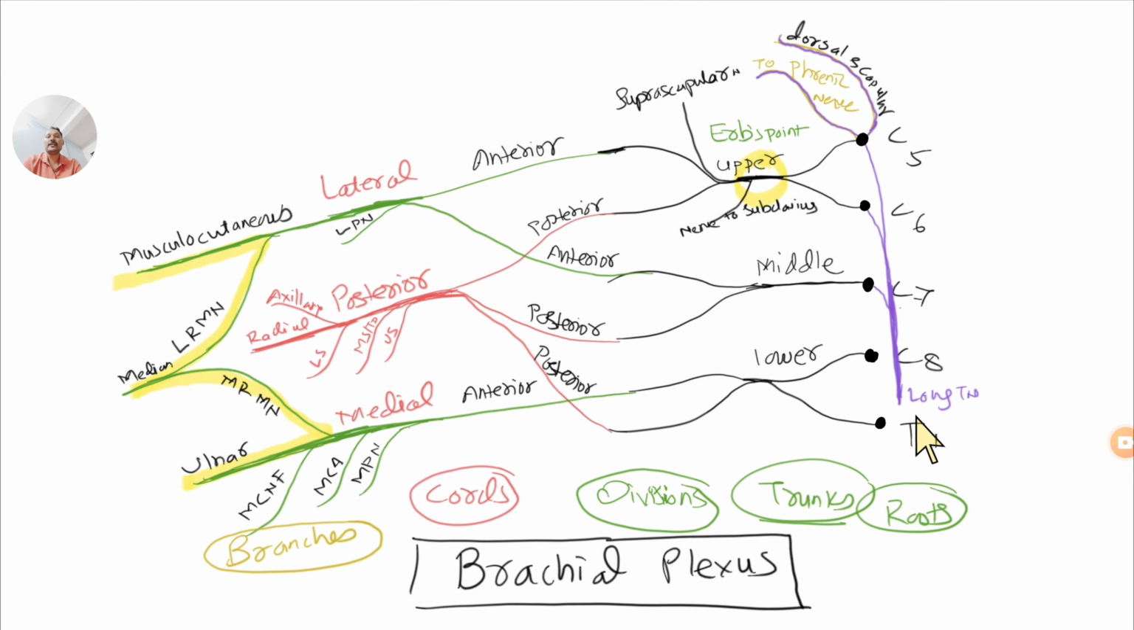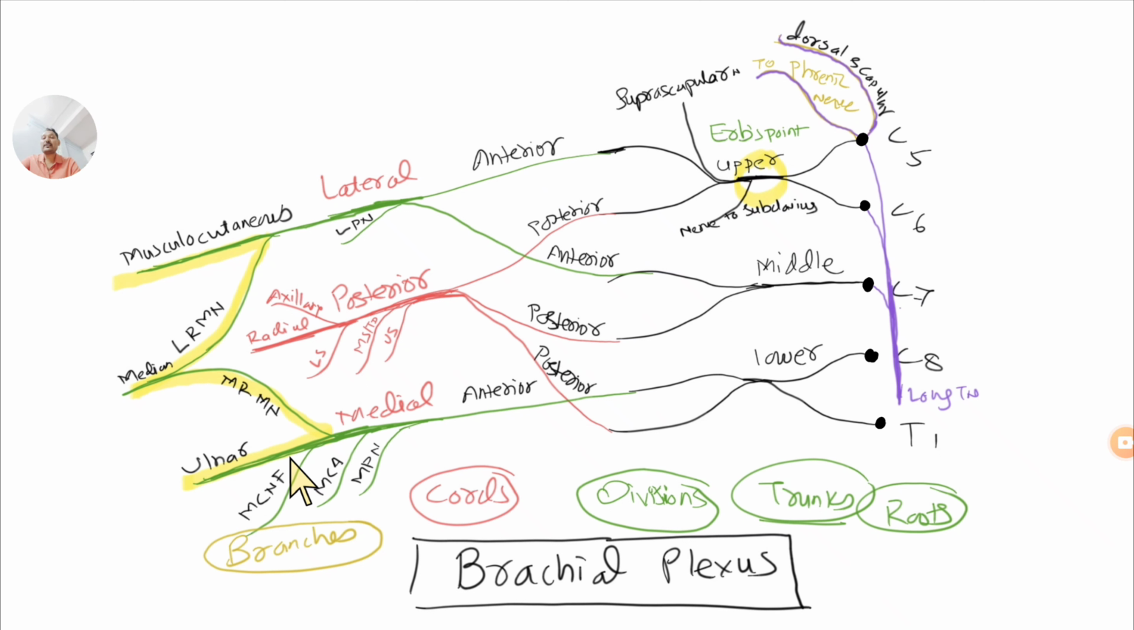So remember, if someone asks you about the root value of median and radial nerve, they are similar, but the divisions are different. Remember this: one contains the anterior divisions and the other contains the posterior divisions with a similar root value. What does it mean? The radial nerve is mainly the nerve of the extensor compartment, the back of your arm and forearm. And median nerve is basically your nerve of the front compartment, mainly the forearm. And musculocutaneous and ulnar, you can say, are the detached part of all these anterior fibers, again contributing to the front of your arm, forearm and ventral side of your upper limb.